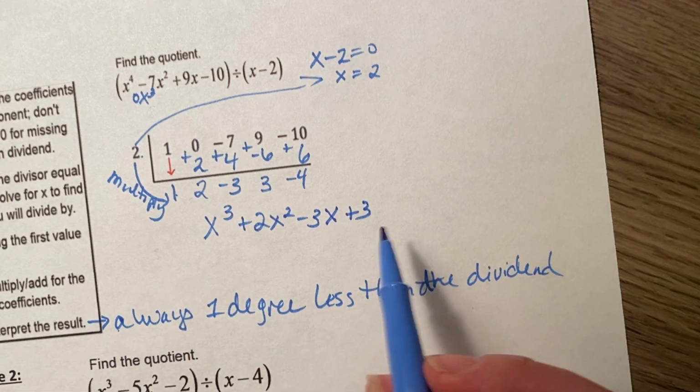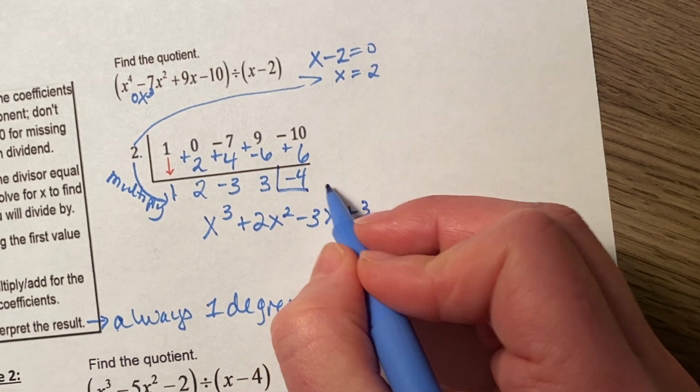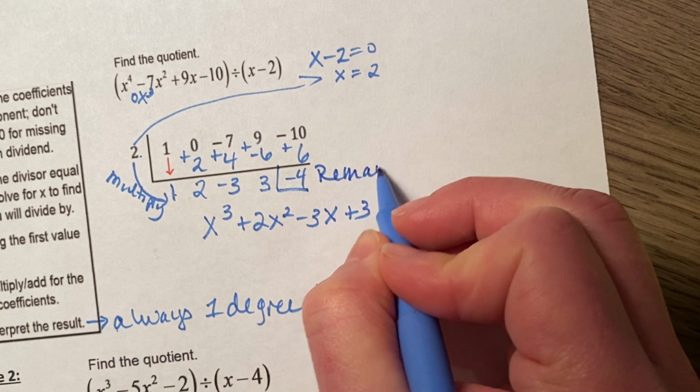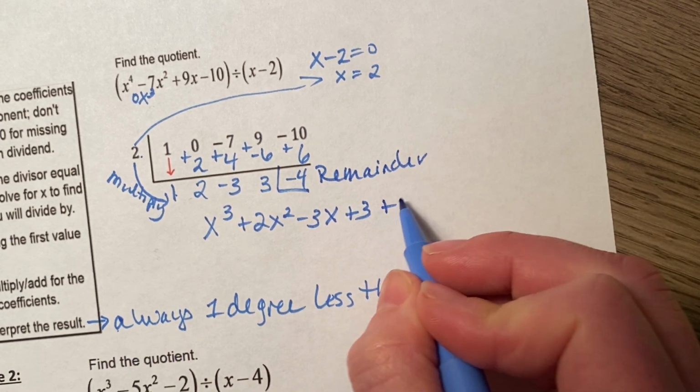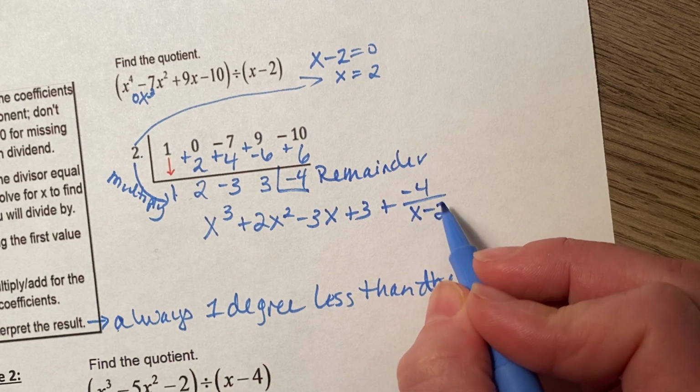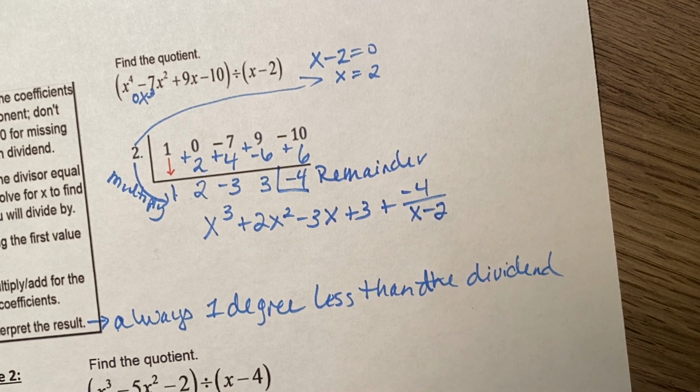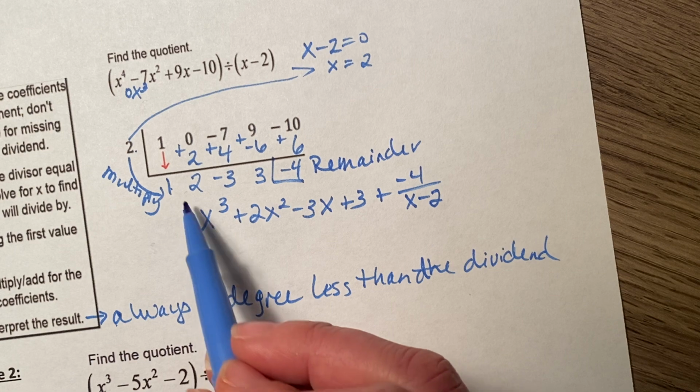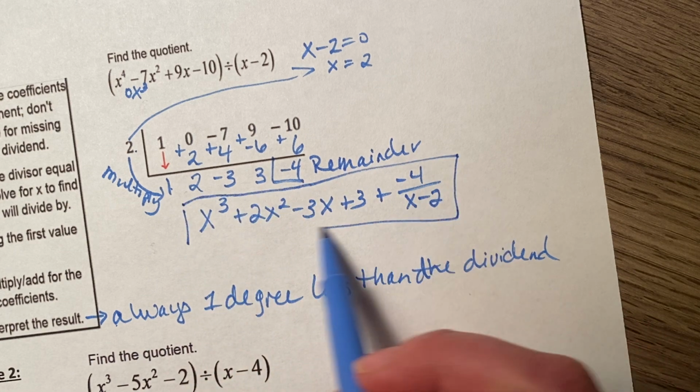And now we're out of room for our polynomial. That means this is going to be our remainder. And you write it just like we did with long division. Remainder over the divisor. So our solution, our quotient I should say, is there.